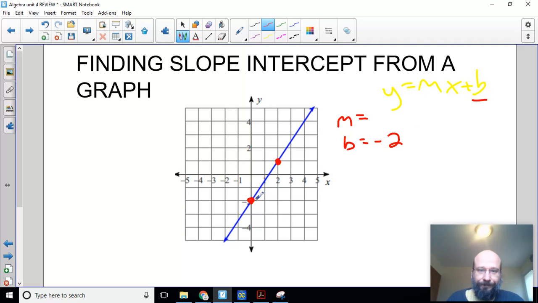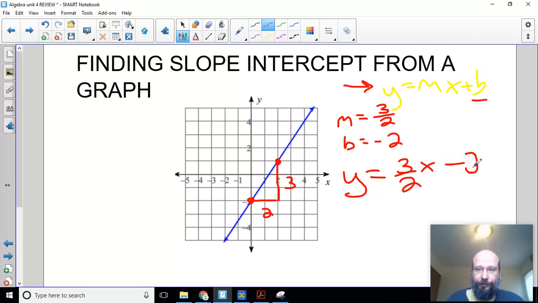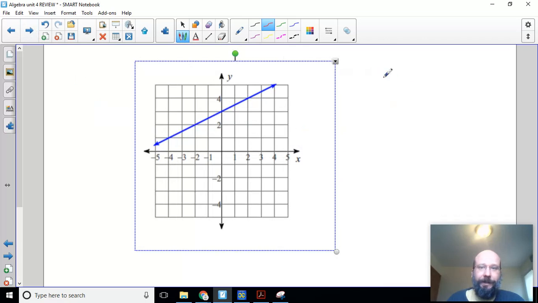This one looks good. Connect them and count. 1, 2, 3. 1, 2. So my slope is 3/2, positive. And now, again, we want the slope-intercept form. So after I find my m and my b, I need to write the equation. Y equals 3/2 x minus 2. Simple stuff. We have done it a lot.